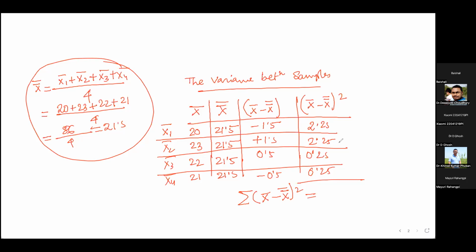Now we would like to see the summation of X bar minus X double bar whole square, equal to how much? It is 2.25, 2.25, it will be 4.5, then here 0.5. So ultimately it will become how much? 5.0, right? Are you calculating? This will come around 5.0.